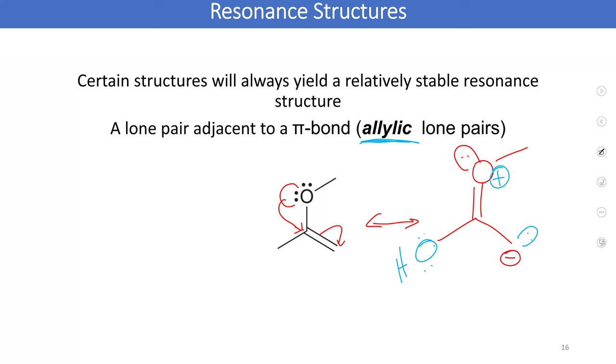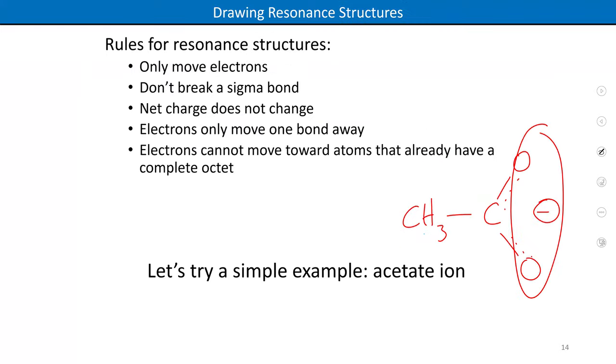That's the other thing about these resonance structures. We're not limited to just two. You can have as many resonance structures as you want that follow these rules here. Only move electrons, don't break a sigma bond, net charge doesn't change, and the electrons only move one bond away. But you can have a couple arrows at the same time.